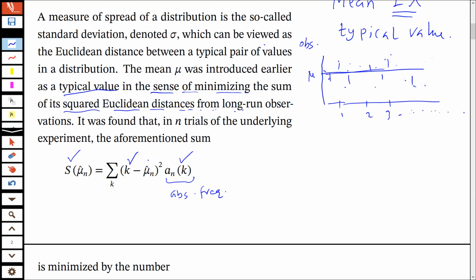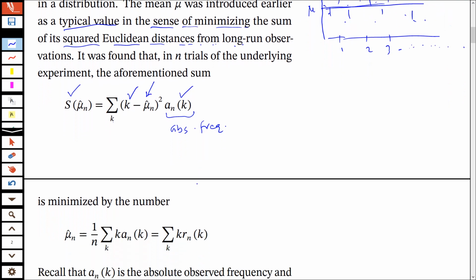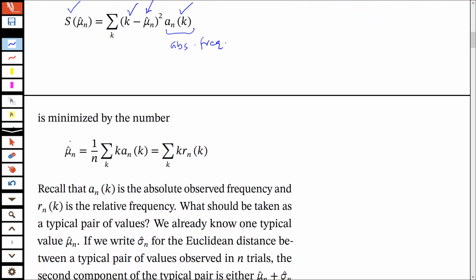So if this mu n hat is to be the typical value in n trials, representative of all values of the random variable, this sum must be minimized by the value of this number, and we proved in the previous lecture that if you try to minimize it using calculus, this typical value must be of this form. Remember, this was the absolute frequency, and if you divide this absolute frequency by the number of trials, you get the relative frequency. This was the typical value for n trials.